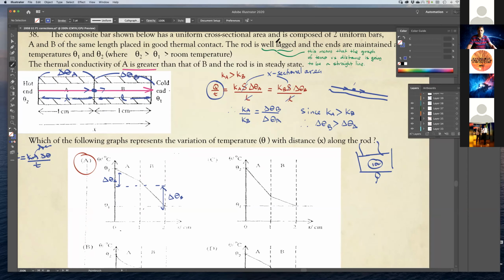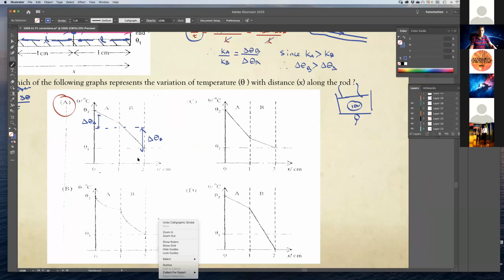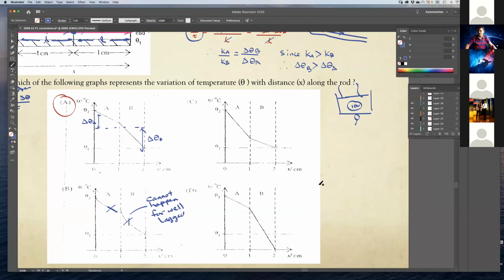I also made another point here. When it's well lagged, once you use the word well lagged, the lines are straight. This cannot happen if it's well lagged. We good?